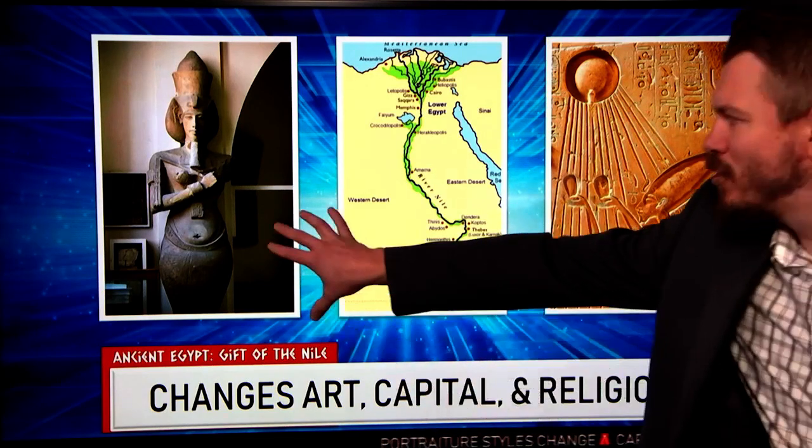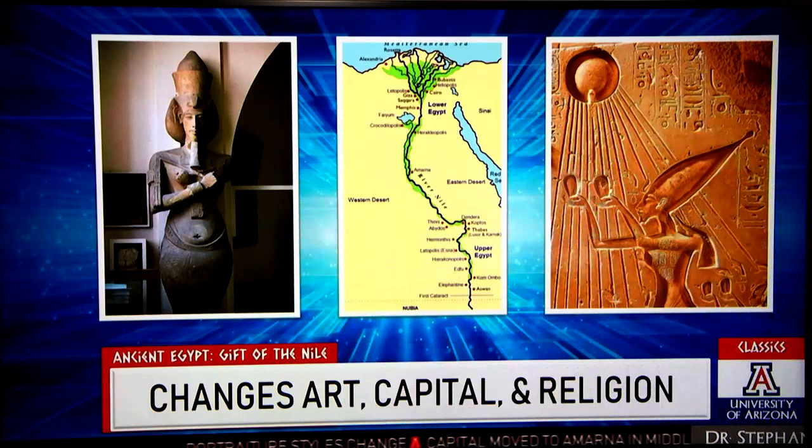He also starts representing the king in a totally different way. So you can see how sculpture looks now compared to how it looked before. It's an emphasis on the hips, very elongated, a totally different style of representation.